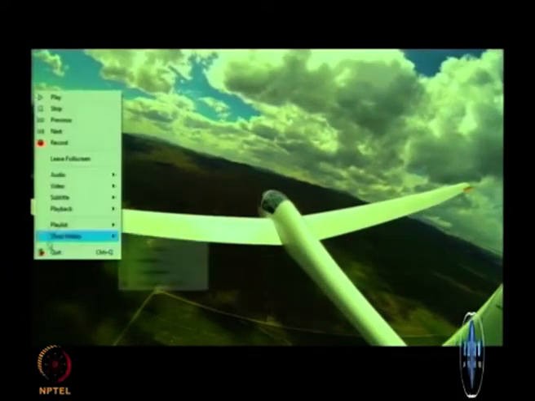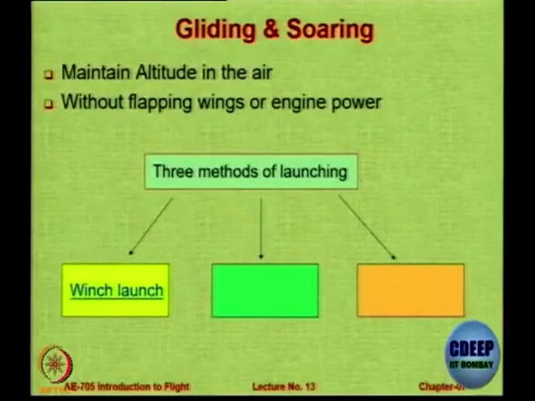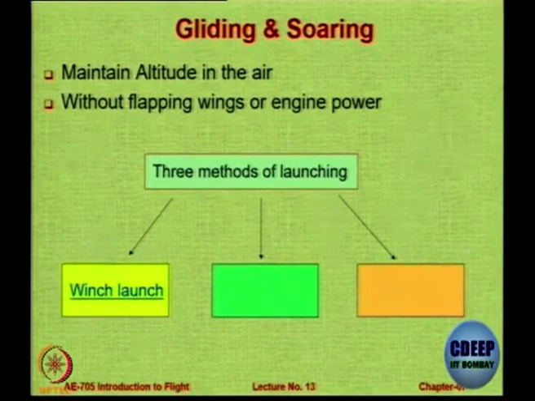So now, just a simple question. There is a winch which is pulling the aircraft. When the rope becomes almost vertical, the rope is released, and now the glider is free to fly. How much time do you think it can keep flying? There is no power plant. What do you think? So, is there a limit to how long you can stay in the air? What is that limit?